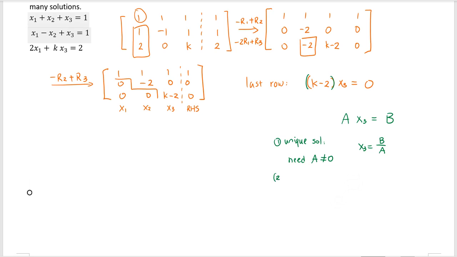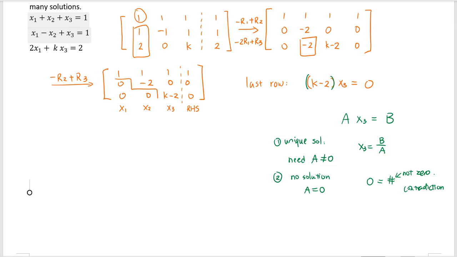Okay, when do we have no solution? Well, that is when a is 0. Okay, remember when do we see no solution? We always see 0 equals some number which is not 0. Then we get a contradiction.